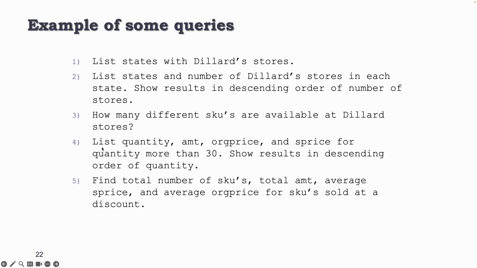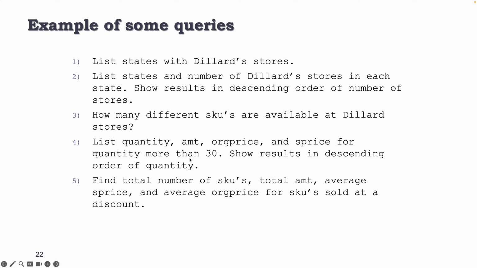Number four is list quantity, amount, ORG price and S price. So original price and selling price for quantity more than 30. So when a customer purchases more than 30 items, only for those situations, and show results in descending order of quantity. So basically it says we need four columns, 1, 2, 3, 4.